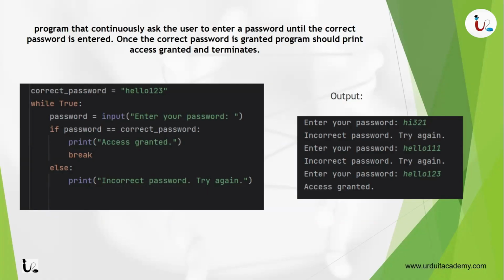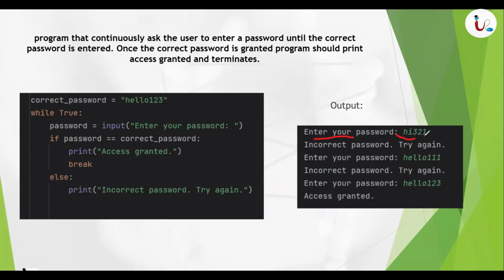Inside the while loop, I'm asking the user to enter the password: password equals input, enter your password. Whatever password the user types, here I have written hi321, will be stored inside the variable password. Now the computer will check if password is equal to the correct password, which is hello123. That's wrong, so it will go inside the else and print incorrect password.